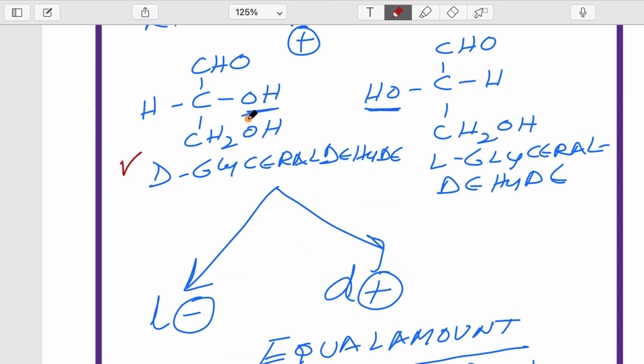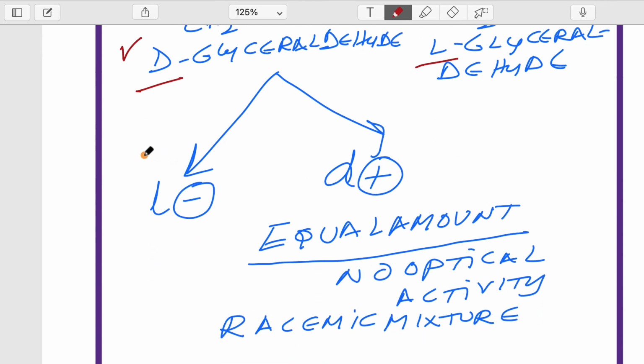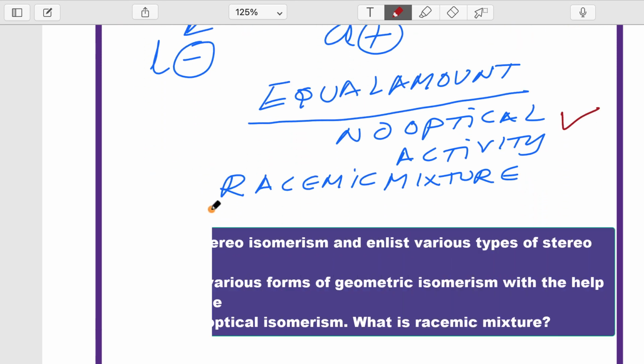We have taken the example of glyceraldehyde, where we said D-glyceraldehyde based on the configuration of OH near the primary alcohol group. If it is towards the right, that is D-glyceraldehyde. If it is towards the left, we say L-glyceraldehyde. That is capital D, capital L. D-glyceraldehyde can be either levorotatory or dextrorotatory. Likewise L-glyceraldehyde. If a solution contains equal amounts of levorotatory and dextrorotatory forms, it doesn't show any optical activity. That we call a racemic mixture.